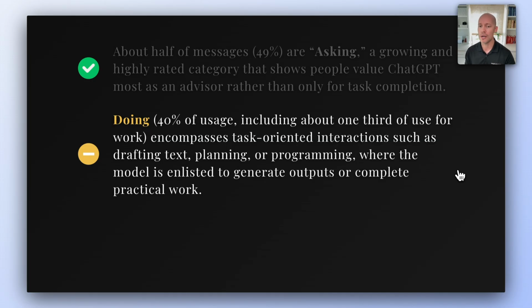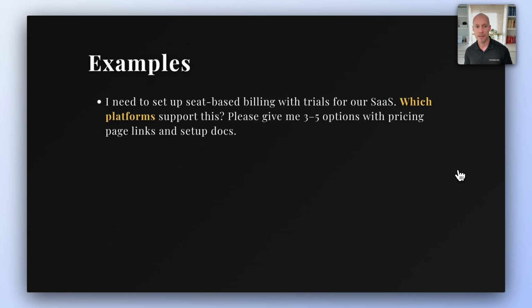Because most of these are not going to serve as brands. However, this is when the sales journey compression comes into play. Okay. So an example, before I jump into that, which is, I need to set up seat-based billing with trials for our SaaS. Which platforms support this? Give me 3 to 5 options with pricing, page links, and setup docs.